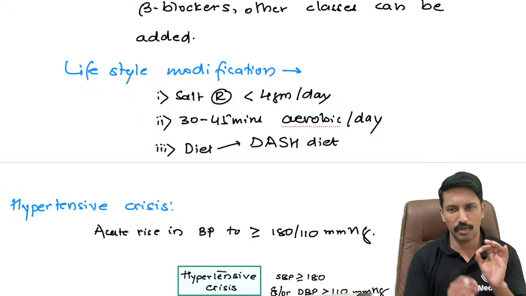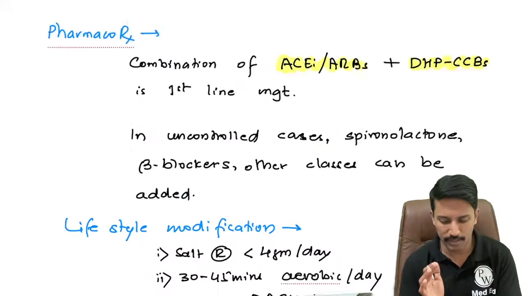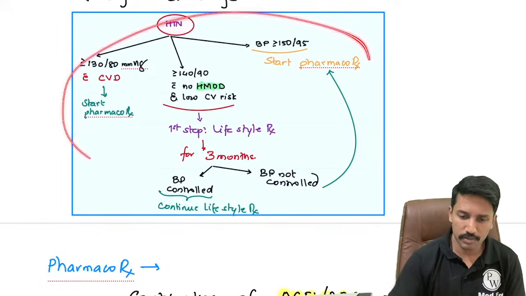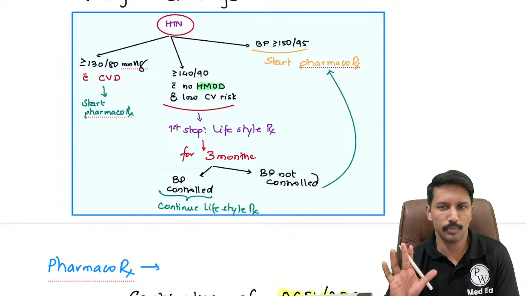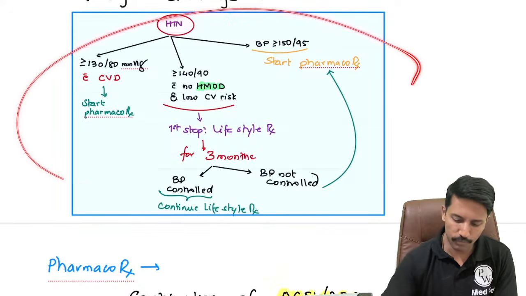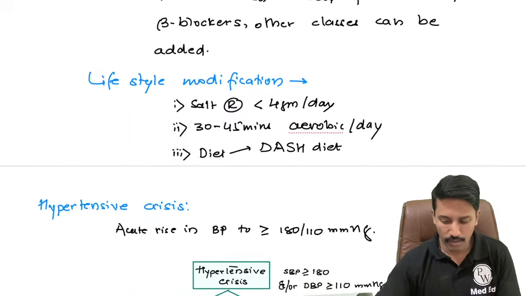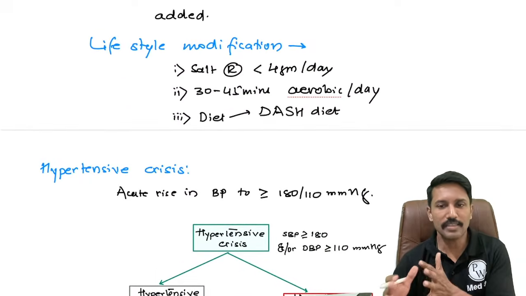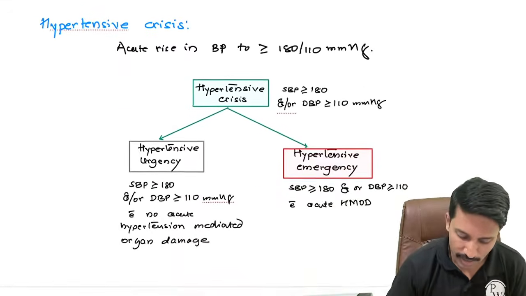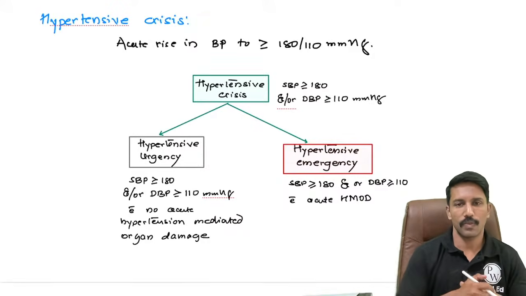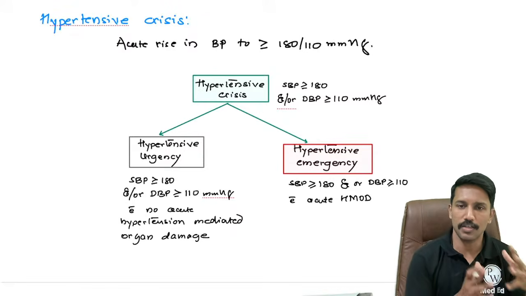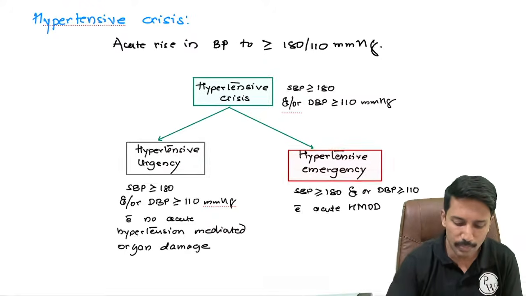You will get 2 marks for writing a little bit about pharmacotherapy and lifestyle modification. If you can remember this, well and good. Otherwise, don't bother for the prof exam. For MCQs, definitely you have to remember this algorithm, but not for the prof. Okay. So now coming to the last leg of the question, that is about hypertensive crisis. Under that, we have hypertensive urgency and emergency. So what is this hypertensive crisis?